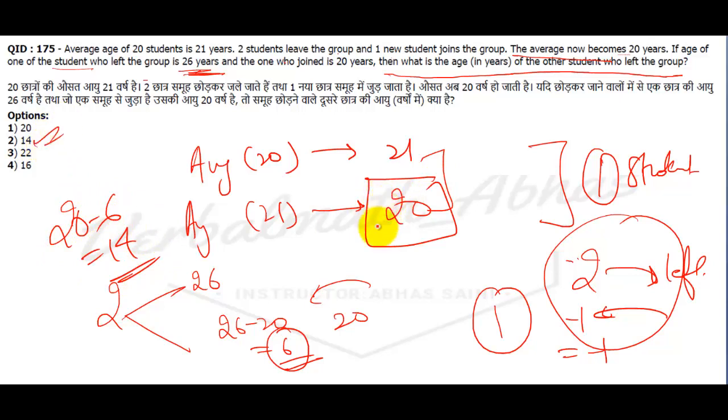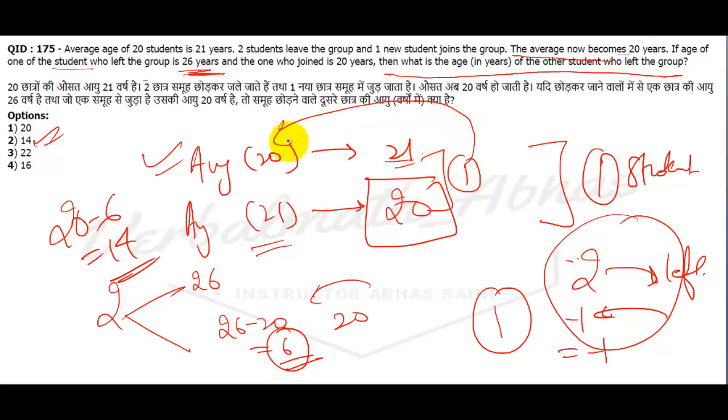For this question, you should be very good with numbers and with averages. Let me tell you this question again. The average of 20 students is 21. 2 students left and 1 student joined, which means now the total will be 21 students, and the average is given to you as 20. So it is decreasing by 1.